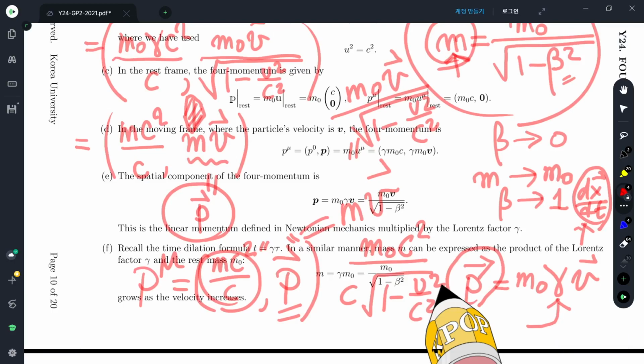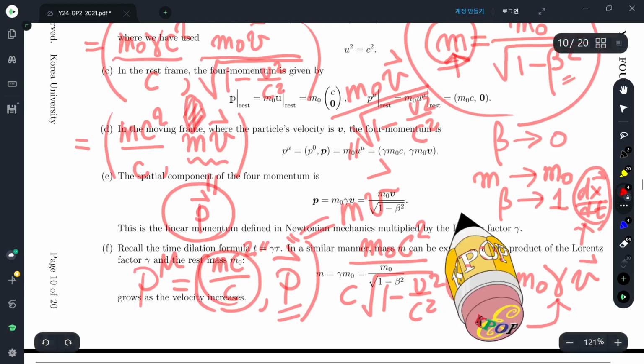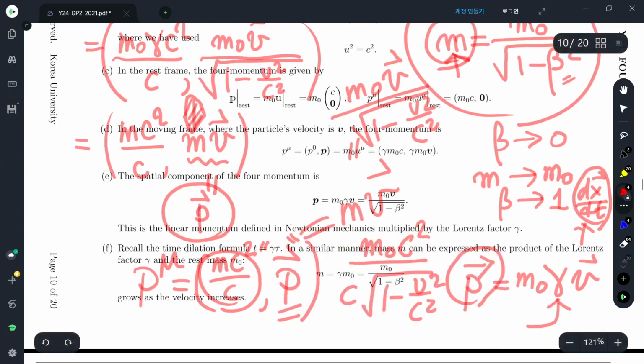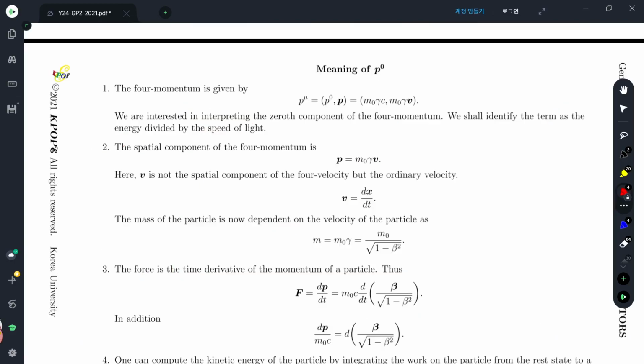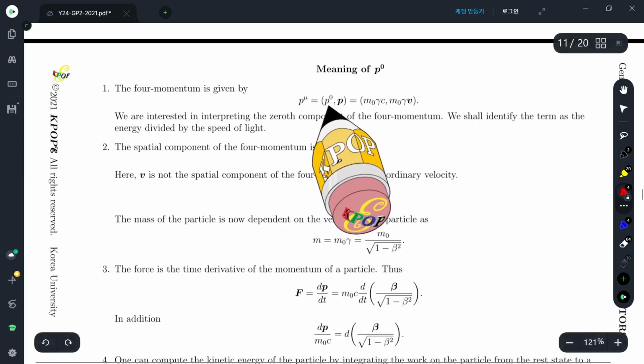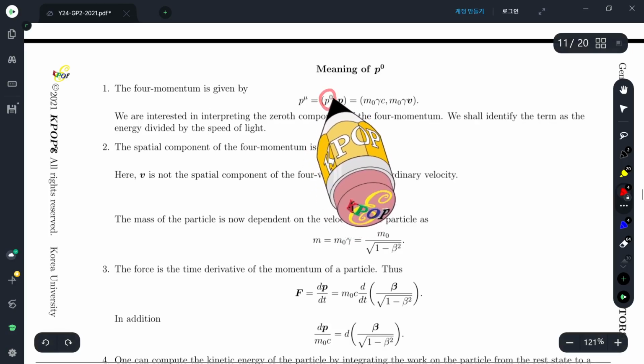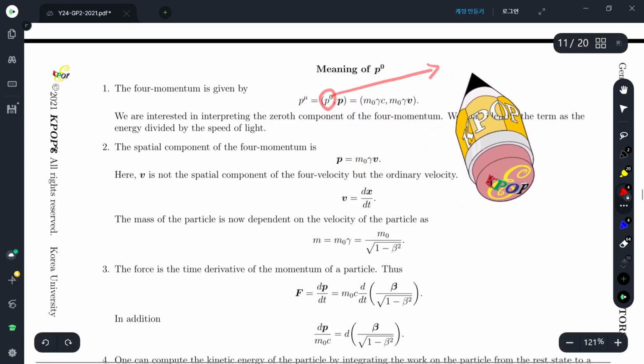That is the last part and the most important and most exciting part of this lecture. We have finally reached the last stage to identify what this p0, the time component of the four momentum, means.